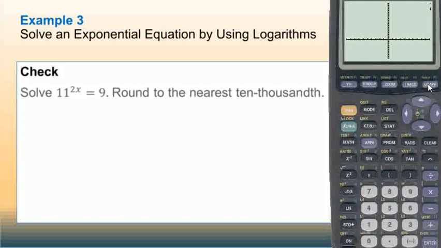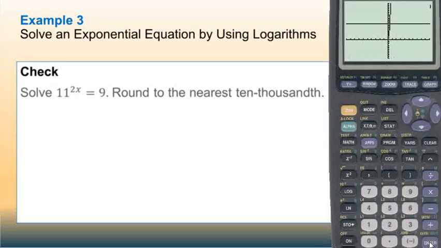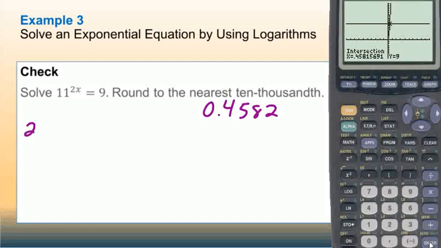Now let's graph that. So here's the first one, here's the second one. Find the intersection, so second, trace number 5, hit enter 3 times. And that gives us 0.4582. Now, if I want to do it algebraically, this would be 2x log of 11 equals log of 9. Divide this by log of 11.